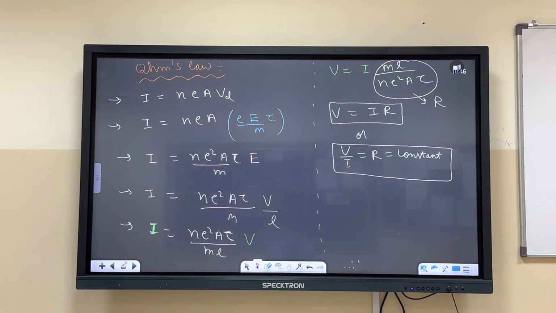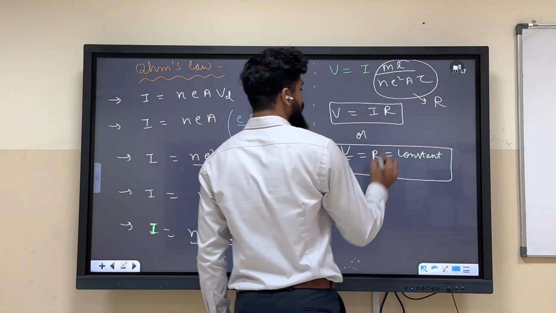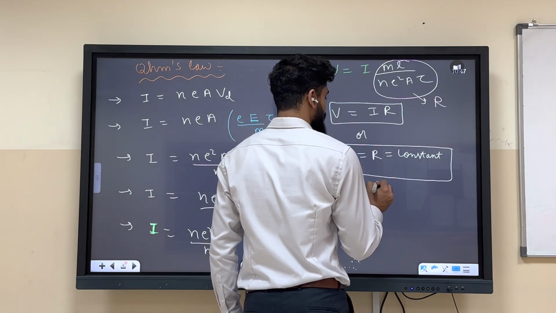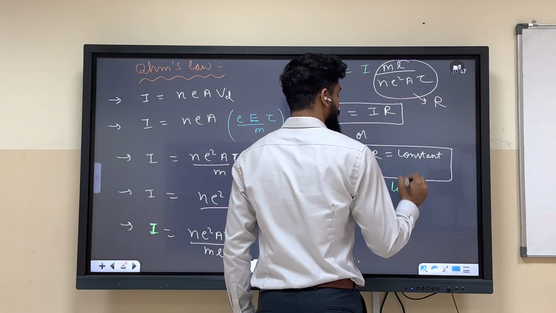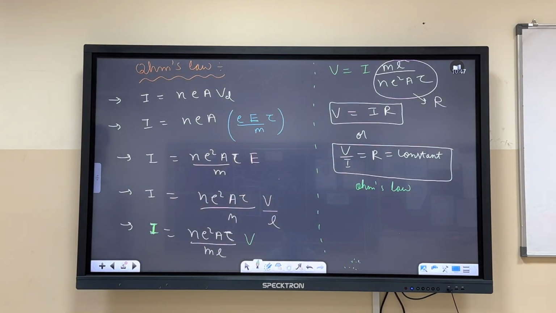V equals to I, or V upon I equals constant. This is known as what? Ohm's law. I'm not confusing you guys, I hope you are getting it. You already know all these formulas. Correct? So what did we do in Ohm's law?